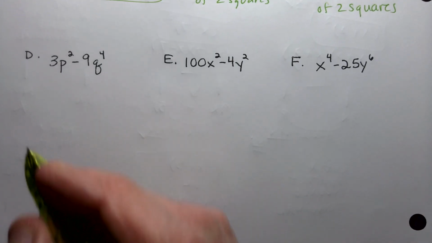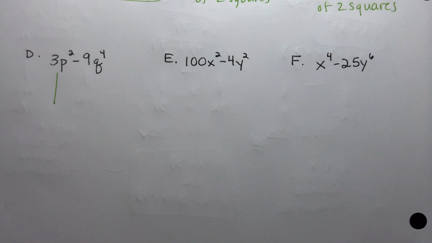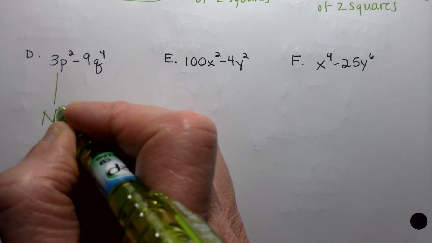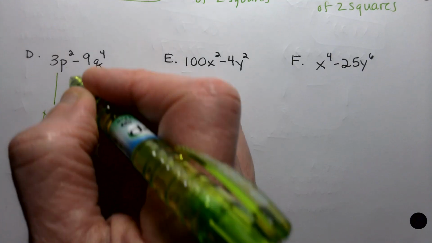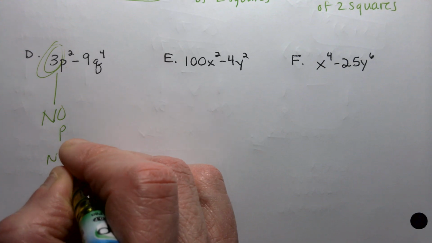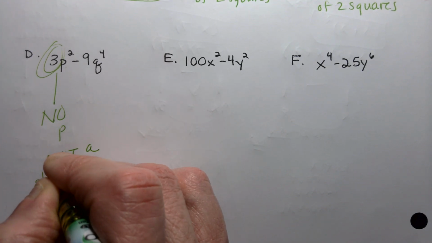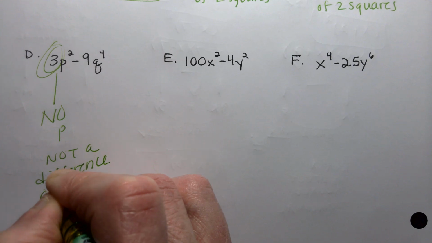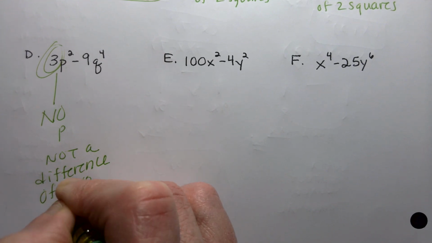All right, let's look at this. Is that a perfect square? No. The p is. You could have the p. It's this. Square root of 3 is not a perfect square. Not a difference of 2 squares.